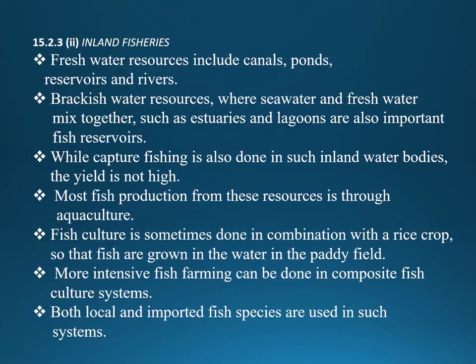We have studied that paddy needs a lot of water. We studied rabi crops last year, and we said that rice needs more retention of water. If fishes are grown in the paddy field, that can also be taken as a culture. More intensive fish farming can be done in a composite fish culture system, that is, two or three varieties of fish can be grown in a fish culture method. Both local and imported fish species are used in such a system.